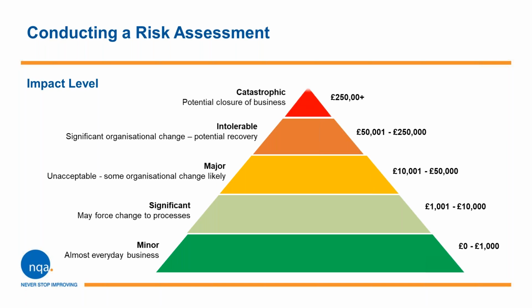So back to our impact level. Top level there, catastrophic, potential closure of business. So this could ruin a company, okay? And there you've got a financial figure of over £250,000. Now again, this is a crude example I put together for this webinar. Those costs may mean nothing to you as a business. You need to factor them in as to your business. Like I said, make it your own. It's the same with the levels on the left there, the catastrophic, intolerable, major. Make them fit your business, okay?